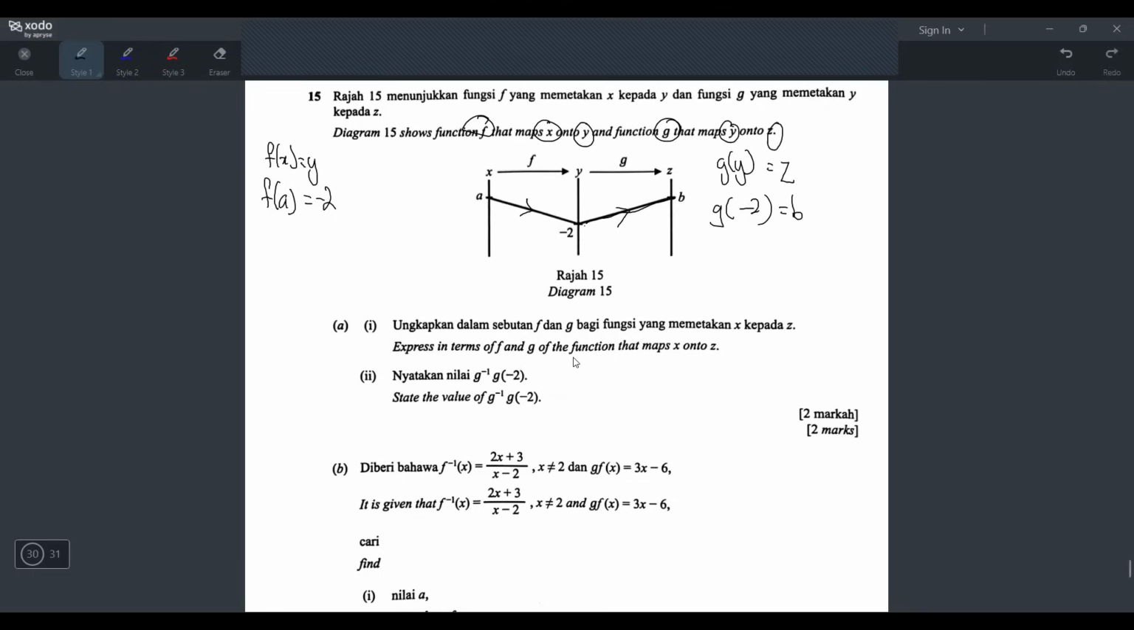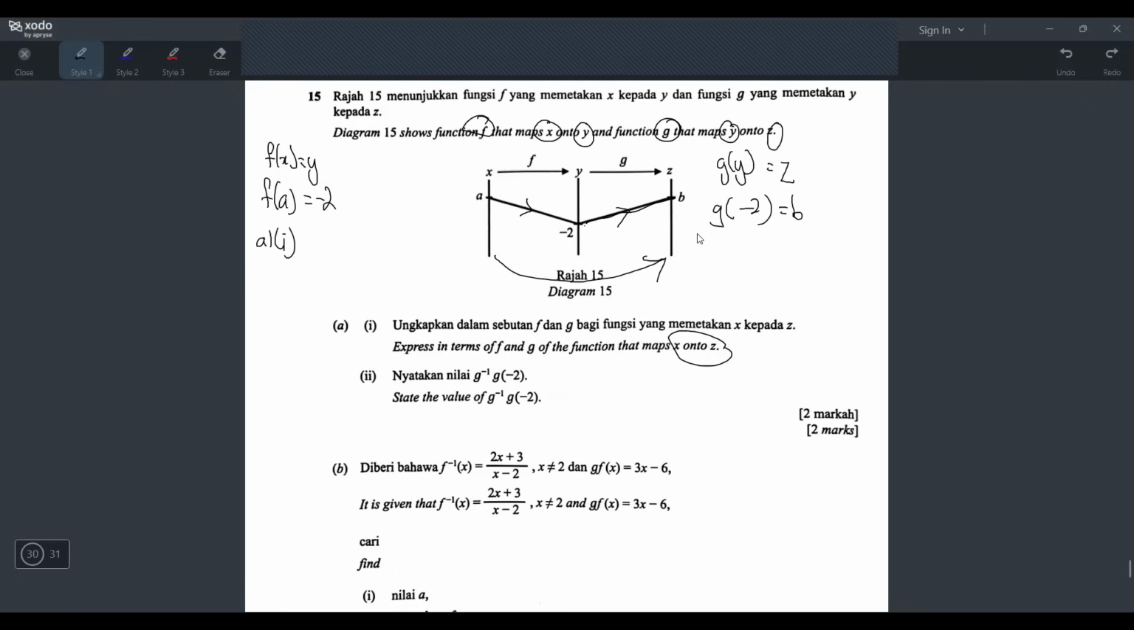A1: express in terms of f and g the function that maps x onto z. So if I want to go from x onto z, it means I have to do function f first and then function g, right? So I'll write my working here. If I want to express in terms of f and g the function that maps x onto z, it means the function will be, okay, some students will write like this, fg, right? But if you write fg, then it's wrong, okay? From x to z is not fg, it's actually gf.